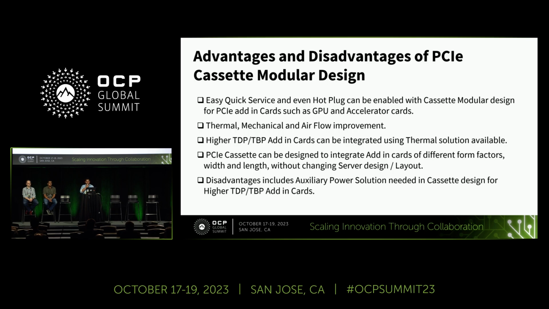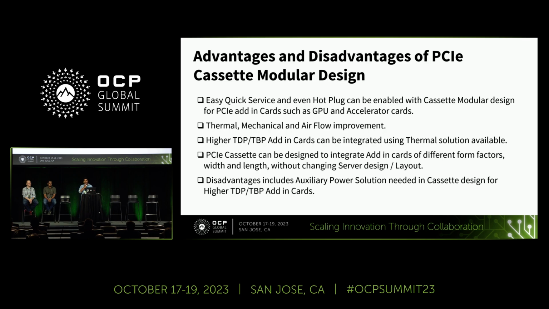And with these PCI cassettes that we'll see, we can cater to the needs of different PCI add-in cards and the form factors they come in. So one of the cards, whether it's a PCIe CEM full height, full length, or full height, half length, what are the form factors that we can cater to for that particular card with the cassette designed for that particular application.